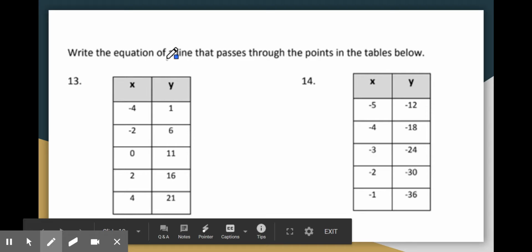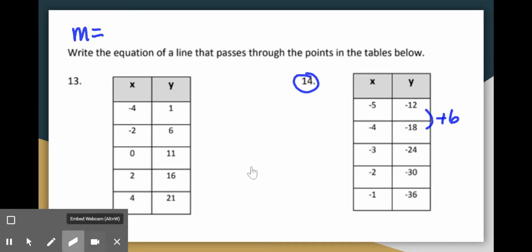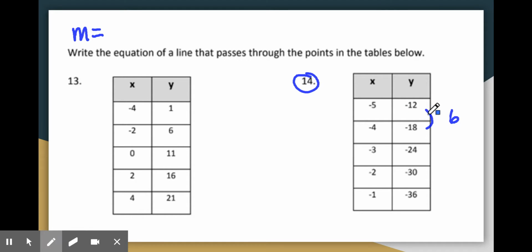Let's write the equation of this line. We'll do it in both point-slope form and slope-intercept form. Let's work on 14, I guess. 13 is a little easier. So for 14, I need to find the slope. Oh no, I'm subtracting 6, not adding 6. I'm subtracting 6, and then the y's, I'm adding 1. So it's delta y over delta x. We have negative 6 over positive 1, negative 6.